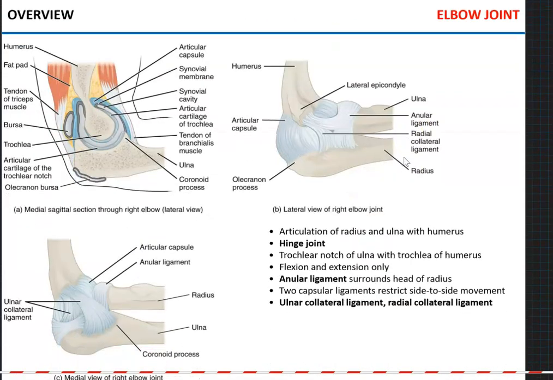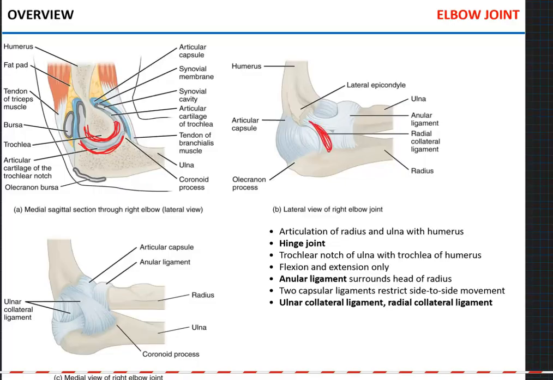Elbow joint. The hinge joint. Main movement is provided by the hinge between the trochlear notch of your ulna and the trochlea of the humerus. Okay, there is a joint between the radius and the capitulum of humerus. Now, the ligaments that reinforce.